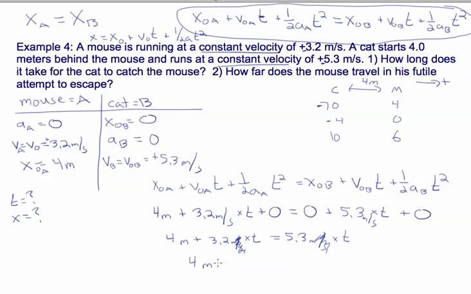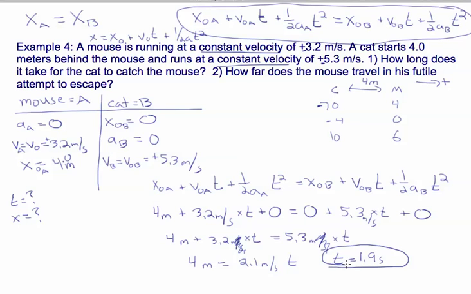So we get 4 meters equals 2.1 meters per second t. And now we divide both sides by 2.1. And you get a time. Let's talk about significant figures. I miswrote this here because it is 4.0. So we have 2, 2, and 2. We round to 1.9 seconds. So it takes less than 2 seconds for that cat to catch the mouse.